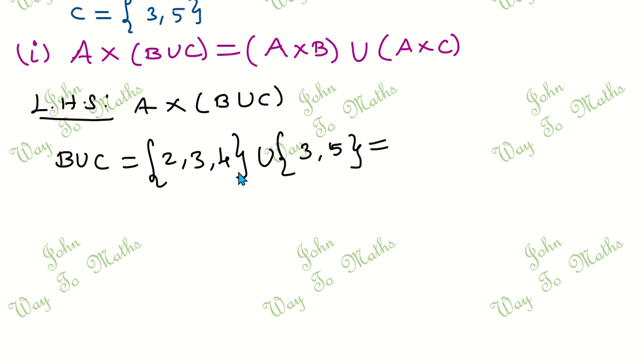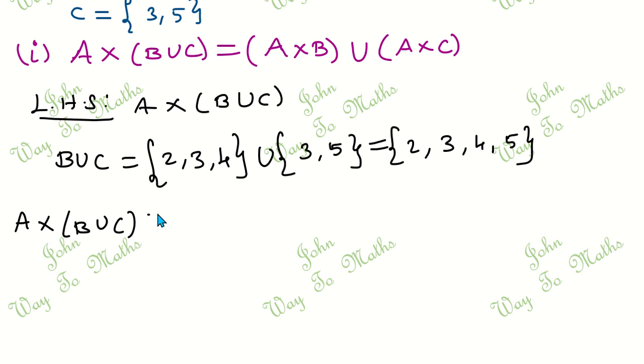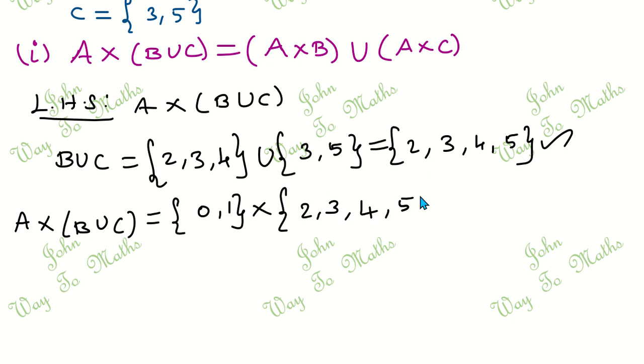Union means we have to join and write. So {2, 3, 4, 5} is the B union C. Next I'm going to find A cross (B union C). So A set is {0, 1} cross B union C set, which is {2, 3, 4, 5}.